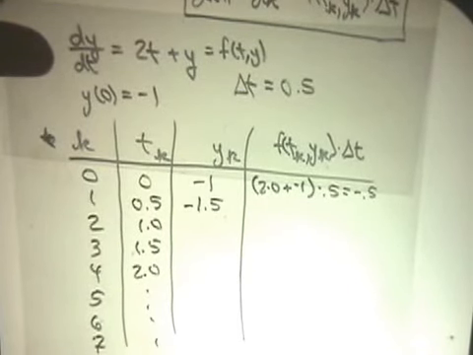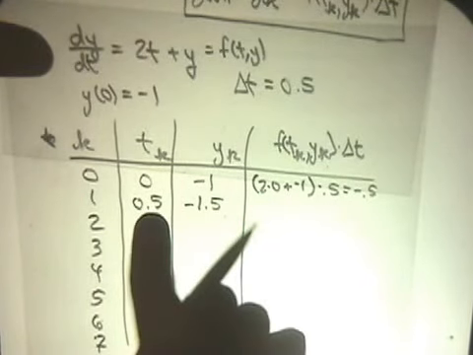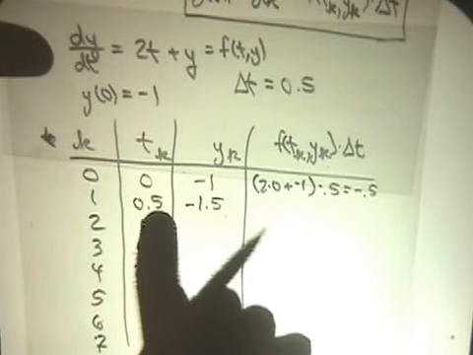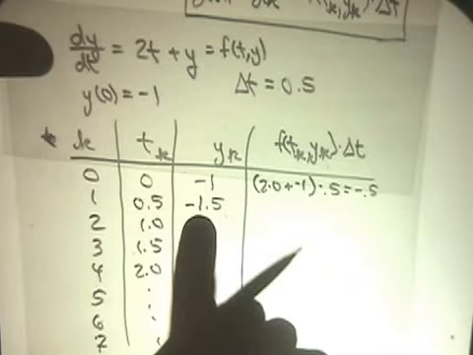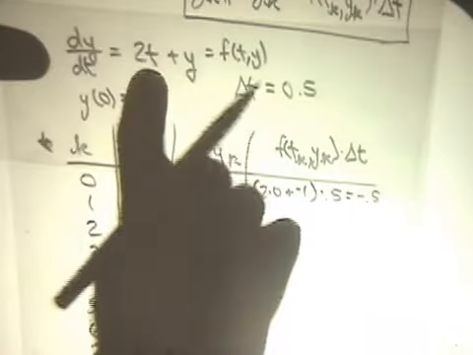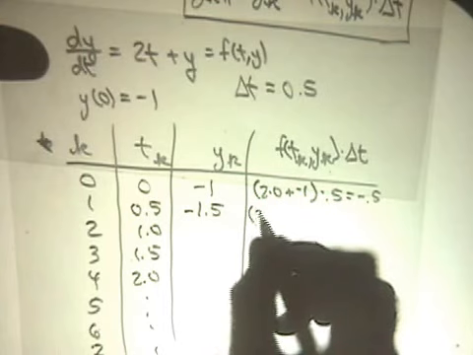Iterate. Do it over again. This is my new point now. t is 0.5, y is -1.5. Plug in those numbers into the right-hand side in place of t and y.